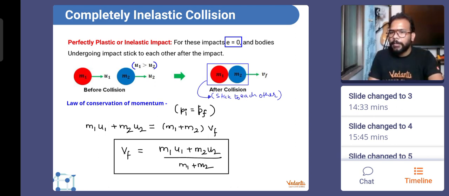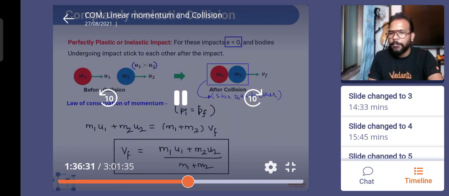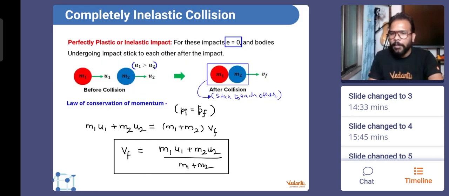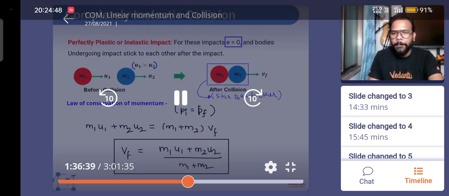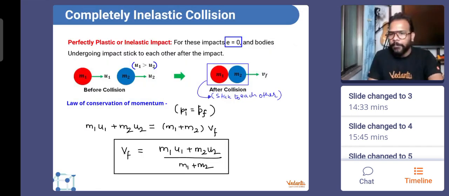Siddharth Gautam says, sir, is a person jumping on the skateboard and they both start to move together an example of perfectly elastic collision? Yes, perfectly elastic collision it is. Okay. Vishesh, not necessarily. The answer to your doubt is not necessarily.